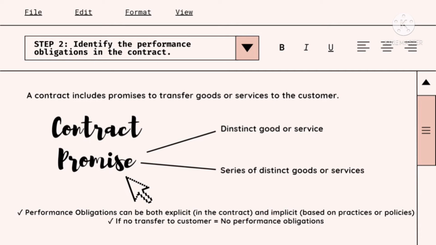Now, when there is no transfer of anything to the customer, then there is no performance obligation, and I want you to remember that. For example, when some company must buy a new IT system in order to fulfill the contract, and it must perform some set of activities. These activities transfer nothing to the customers, so they are not performance obligations. Here in the second step, the crucial thing is to assess whether the performance obligations should be treated separately for accounting purposes, or in other words, whether they are distinct.